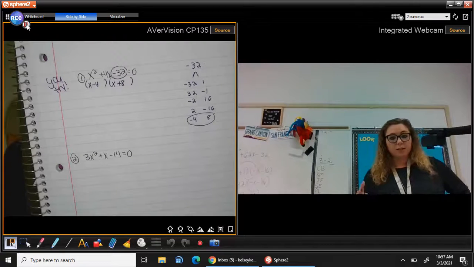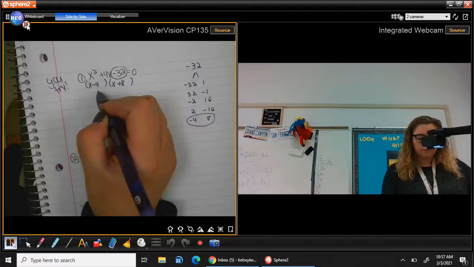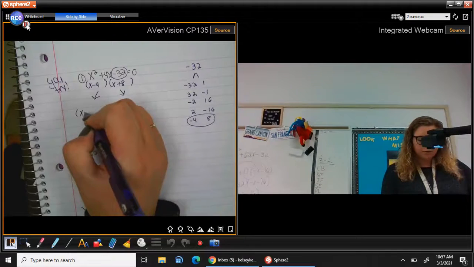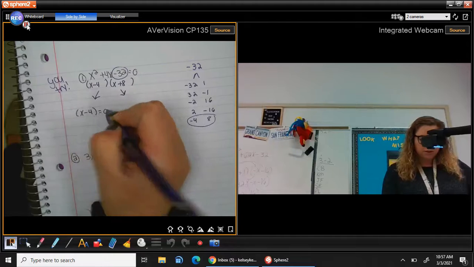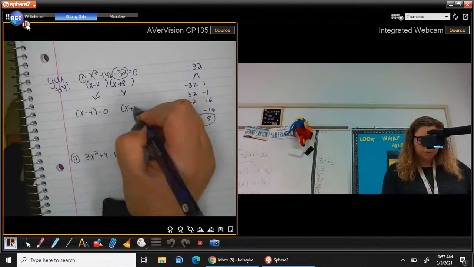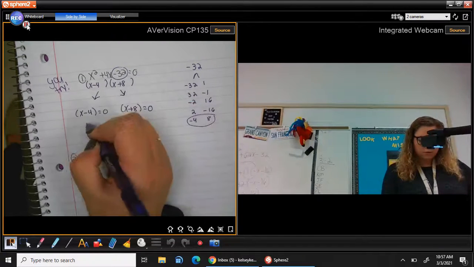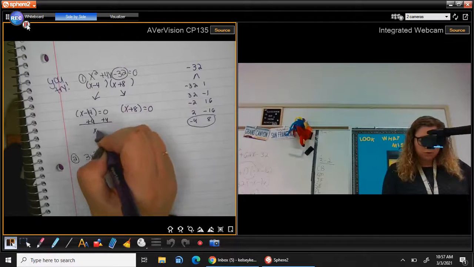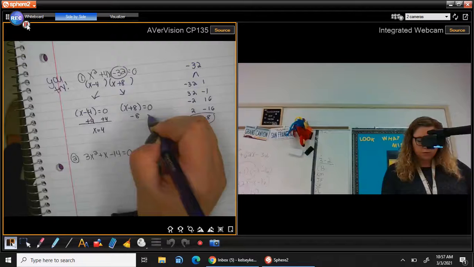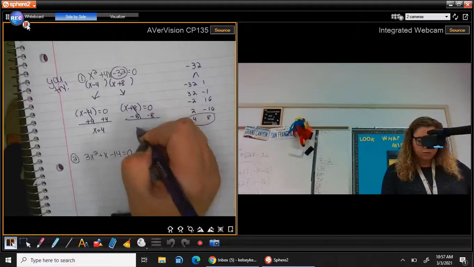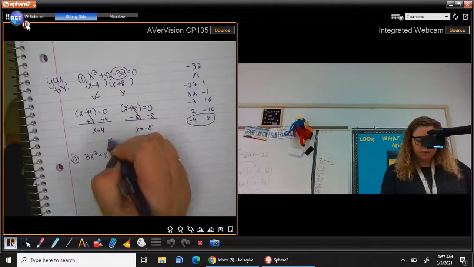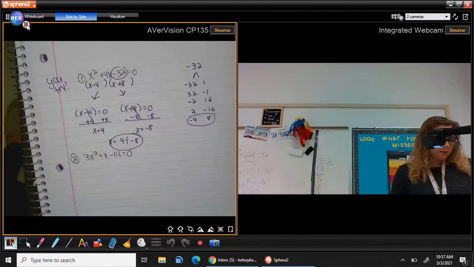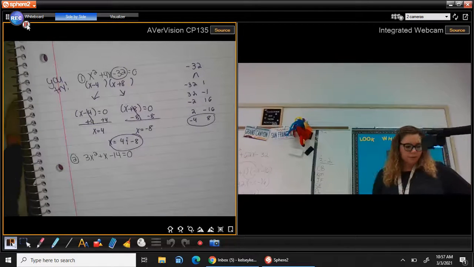They want me to find the solutions or the zeros, so I am going to set each one equal to 0, and then solve for x. So my answer is 4 and -8. And that is my answer.